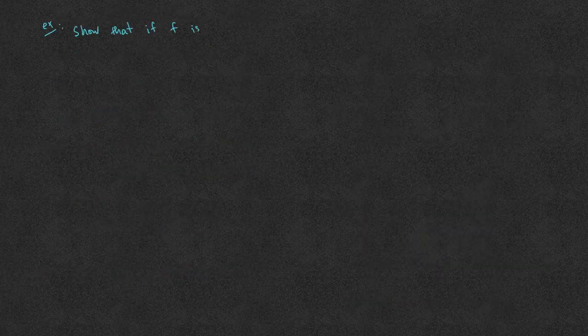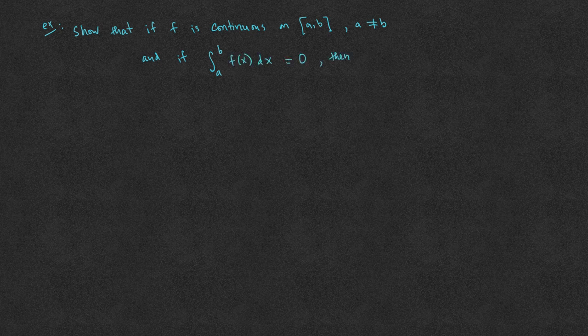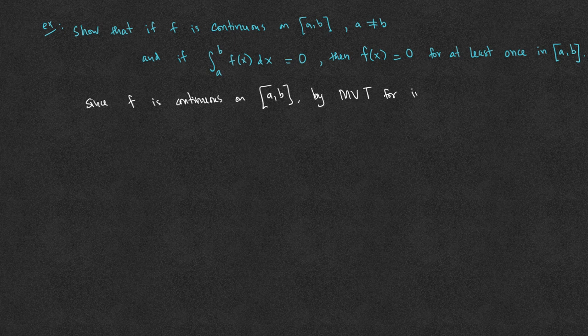Example: show that if f is continuous on the closed interval [a, b], where a is not the same as b, and if the definite integral from a to b of f of x dx is equal to 0, then f of x equals 0 at least once in the closed interval.